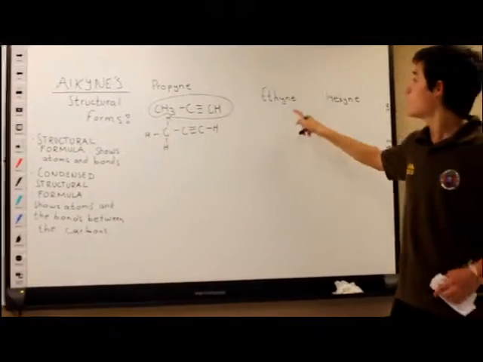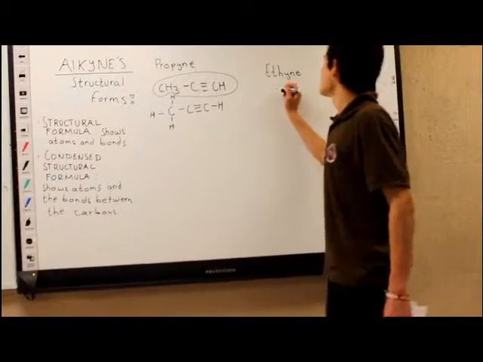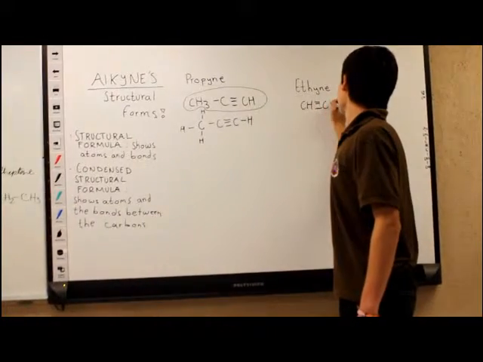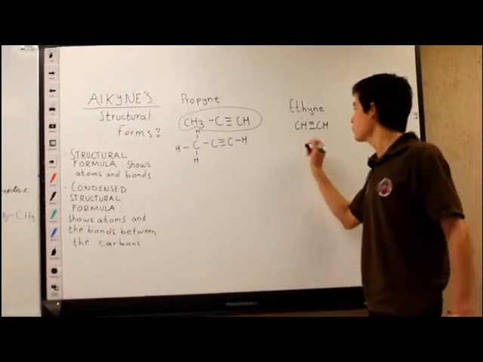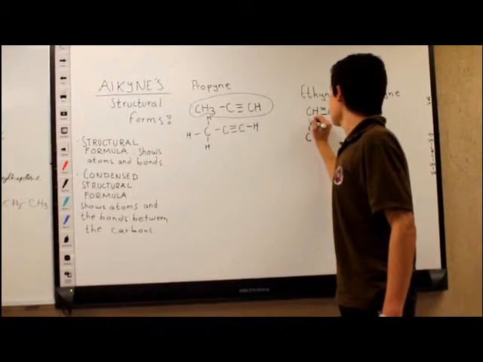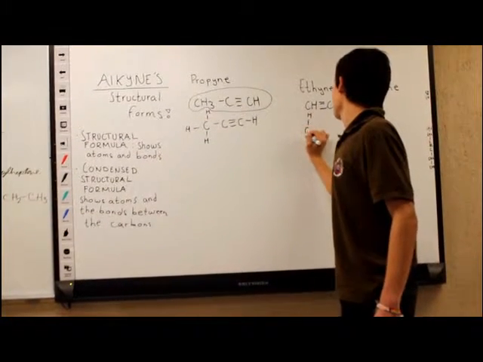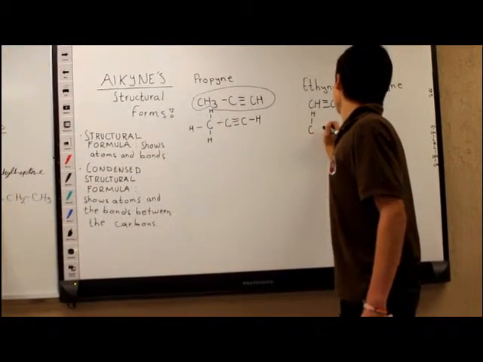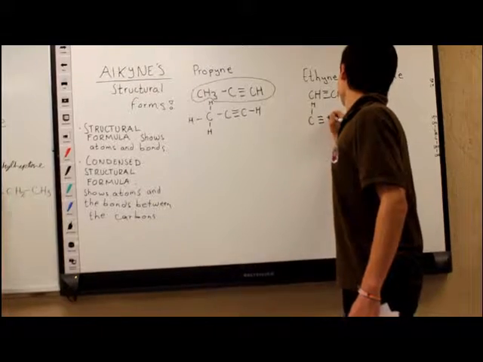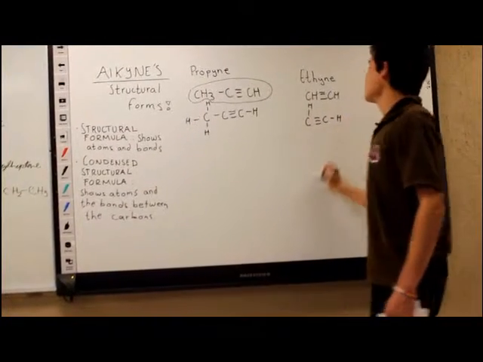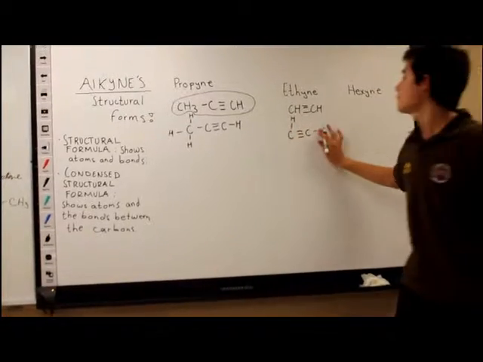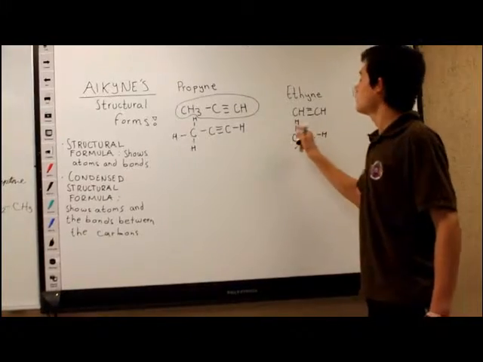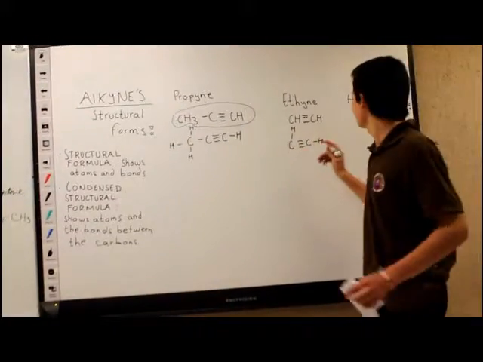Two more examples: the ethyne and the hexyne. The condensed structural formula for the ethyne is the following: the triple bond, and the structural formula is this one. I just put the hydrogen here, but you can put it if you want here or use the same.